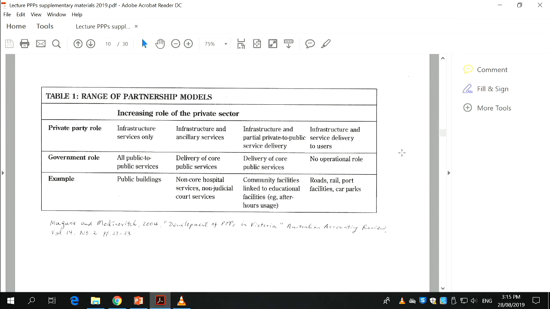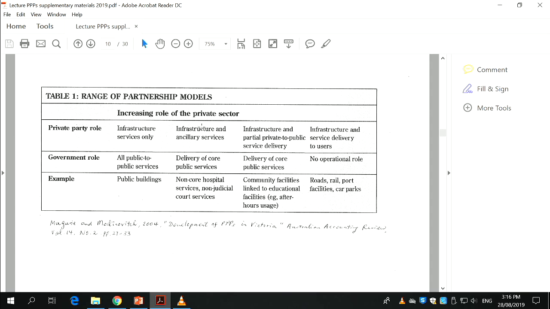This table, I just took from one of the journal articles. It shows the range of public-private partnership models and probably the types of services involved. If you look at the second column here, for example, for public buildings, the private sector can play a role of providing the services only, and the government will undertake all the public services.